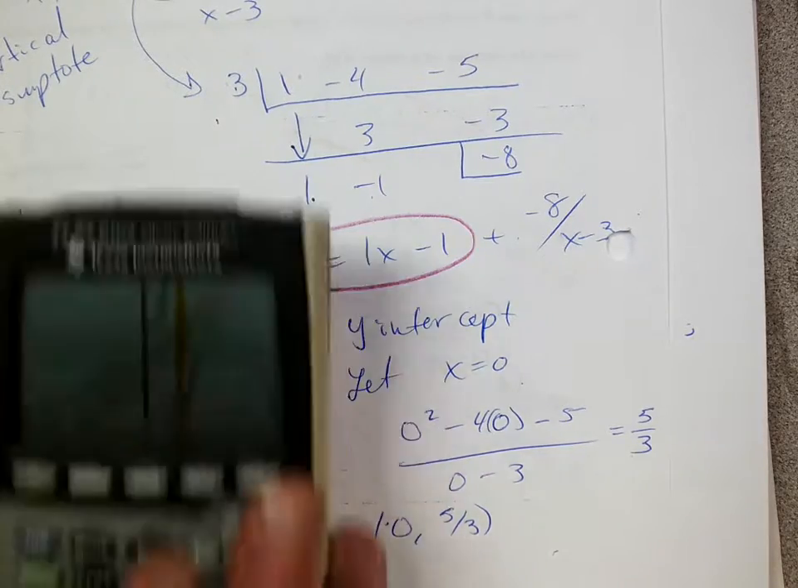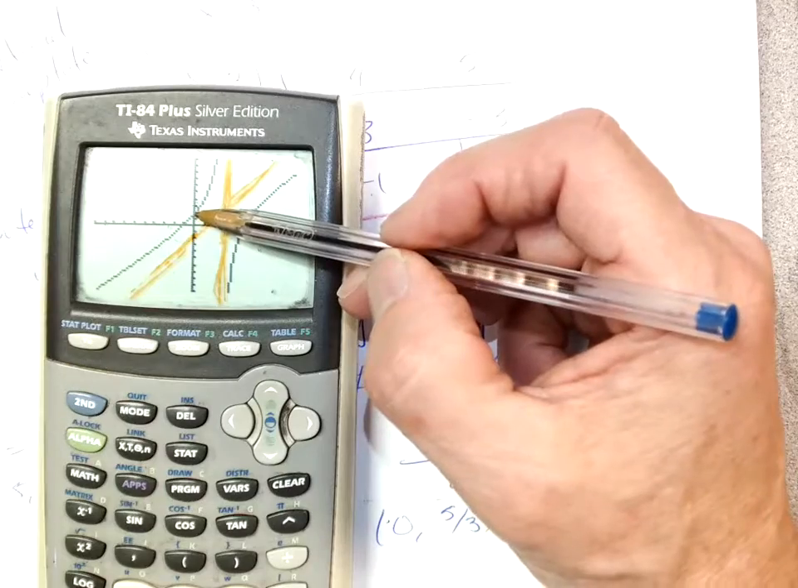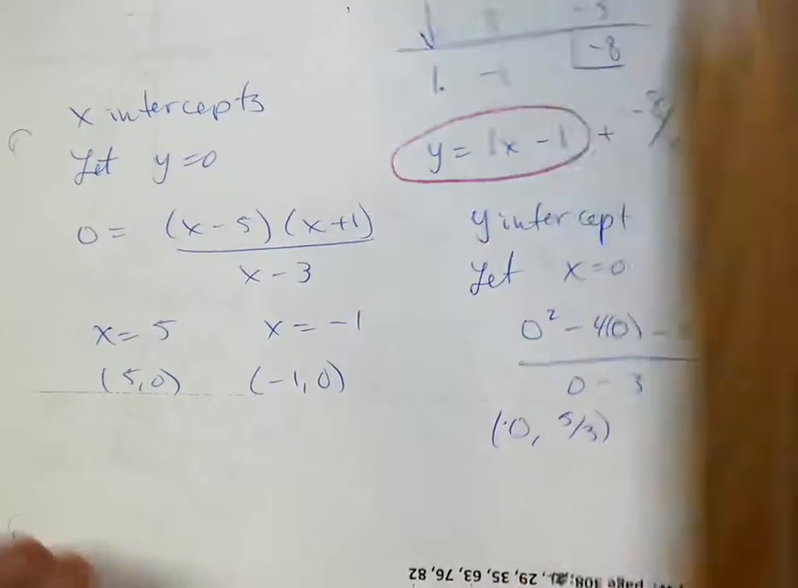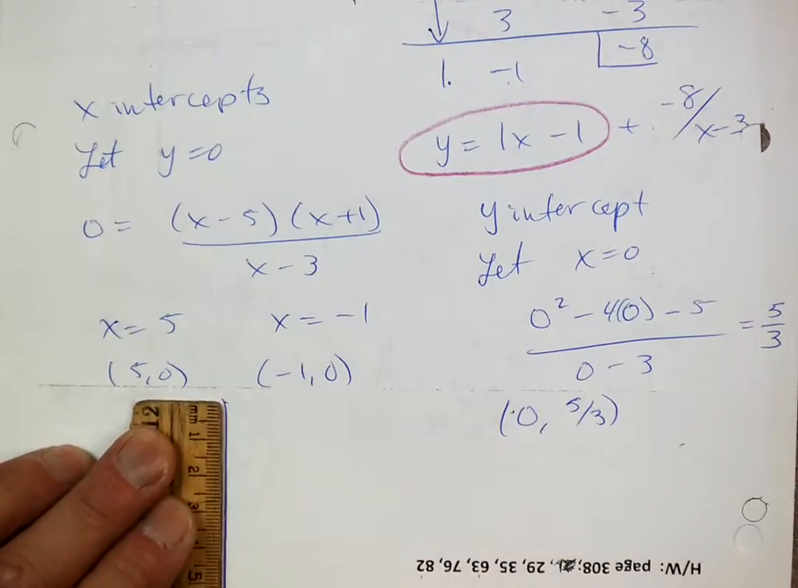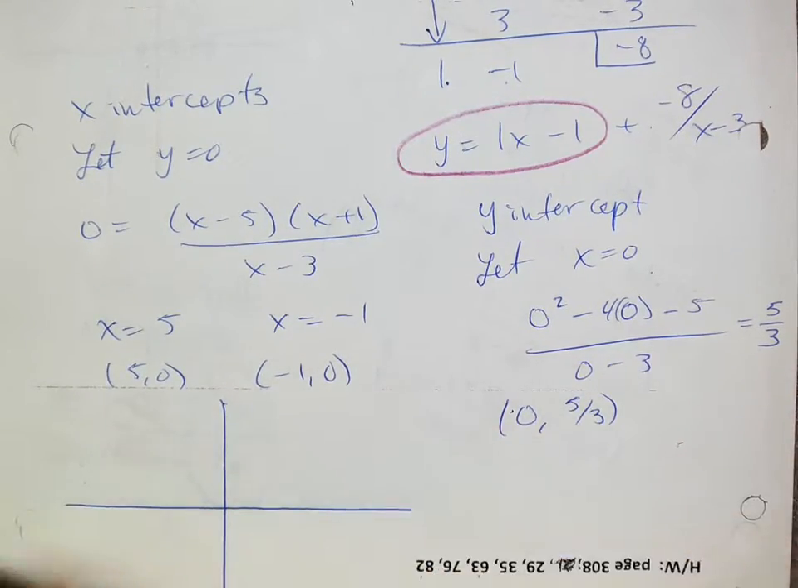Okay, so check it out. Let's see if my picture makes sense. So there it is. You see where my pen is? Right there. That looks like 5 thirds, doesn't it? Yeah. Okay, so now let's graph it. So we're going to graph this darn thing. Squeeze it in down here. I'm running out of room, but when I graph these, I graph the asymptotes first.